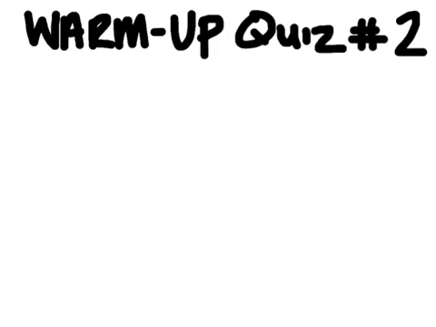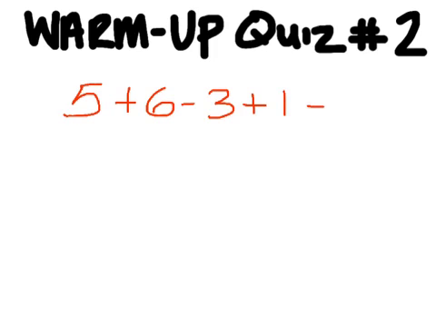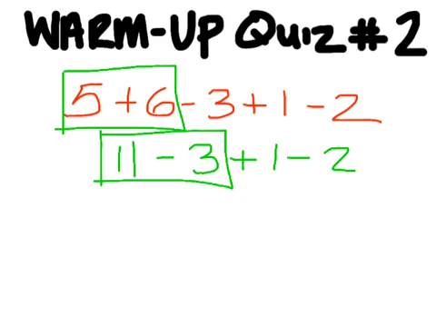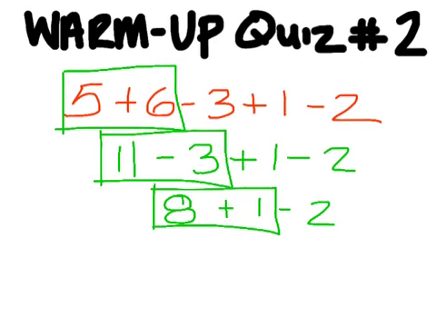Problem number 2. The solution for this is that you have to do these things in order from left to right. So 11 is your first thing. And then 11 minus 3 is 8. And then 8 plus 1 is 9. 9 minus 2 is 7.